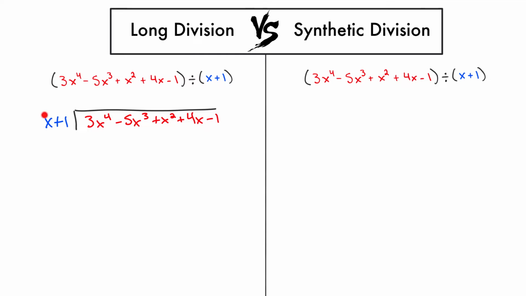I asked myself, what do I need to multiply x by to turn it into a 3x to the fourth? The answer is 3x cubed. That'll give me 3x to the fourth plus 3x cubed. I'm going to subtract that. These will eliminate, and I will get negative 8x cubed, and I bring down the plus x squared.